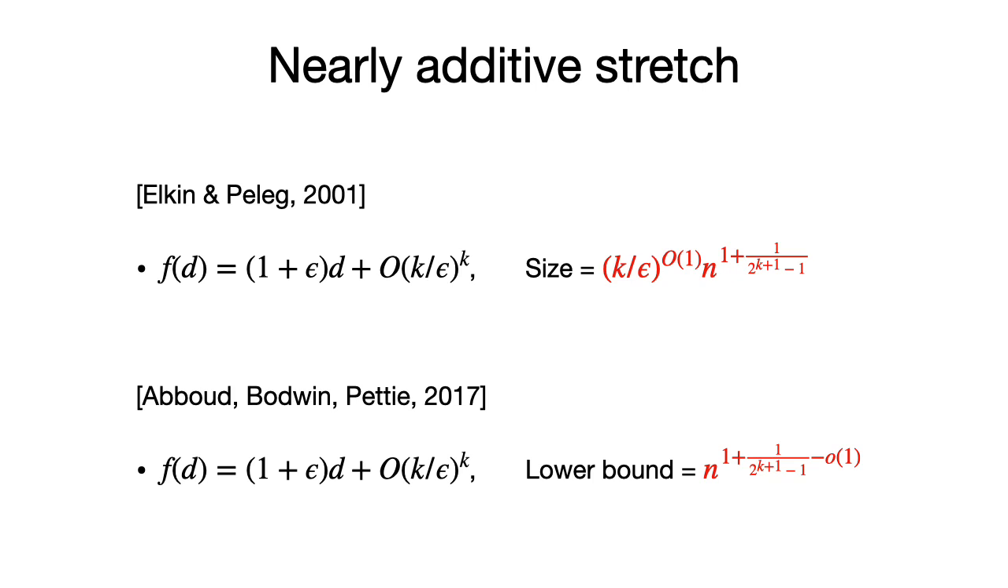When the stretch function is nearly additive, where f is equal to (1 plus epsilon) times d plus some exponential function of k, we have nearly optimal constructions and matching lower bounds. Namely, for such kinds of stretch functions, the size can be made poly(k) times n to the 1 plus 1 over 2 to the k plus 1 minus 1, which was shown in a paper by Elkin and Peleg in 2001. And the lower bound shown in a paper by Abboud, Bodwin, and Pettie in 2017 is almost the same.